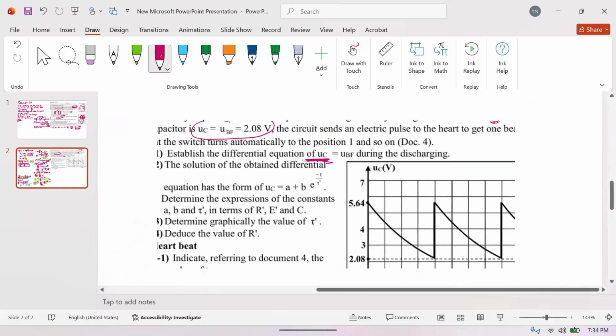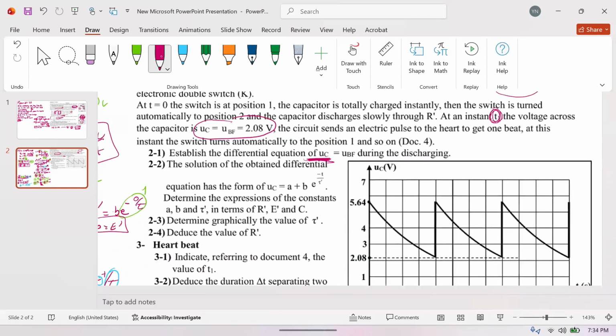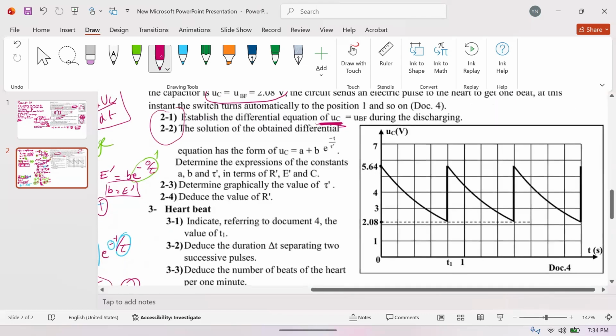You can get around 2 points or 2 and a half points just from these two questions, and they are very repetitive. You cannot mess that up.